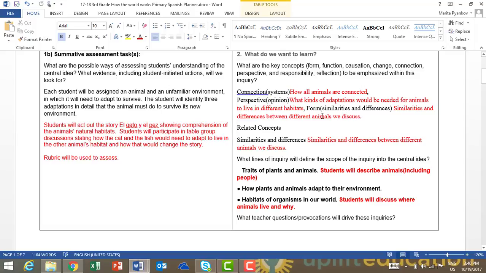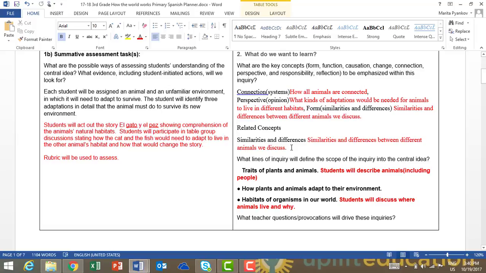They were a natural fit to say connection, how are all animals connected, perspective, what kinds of adaptations would be needed. We already talked about that, sort of that opinion side of things. And then for the form, the similarities and differences between the different animals that we discuss. And we will be focusing mostly on El Gato y el Pez, but we will have opportunities for discussion to occur organically where we talk about different animals that they have in class. So there's a lot of opportunity for us to make connections to those concepts.